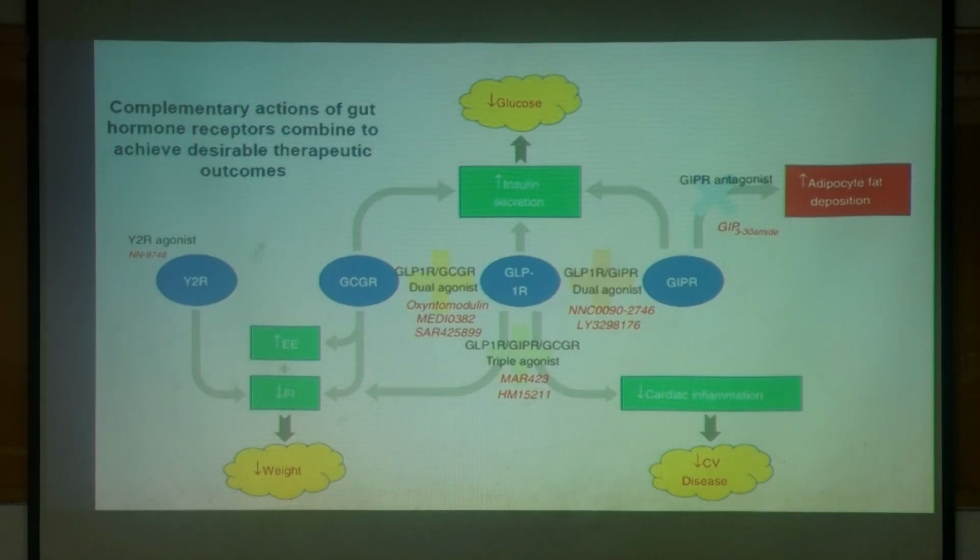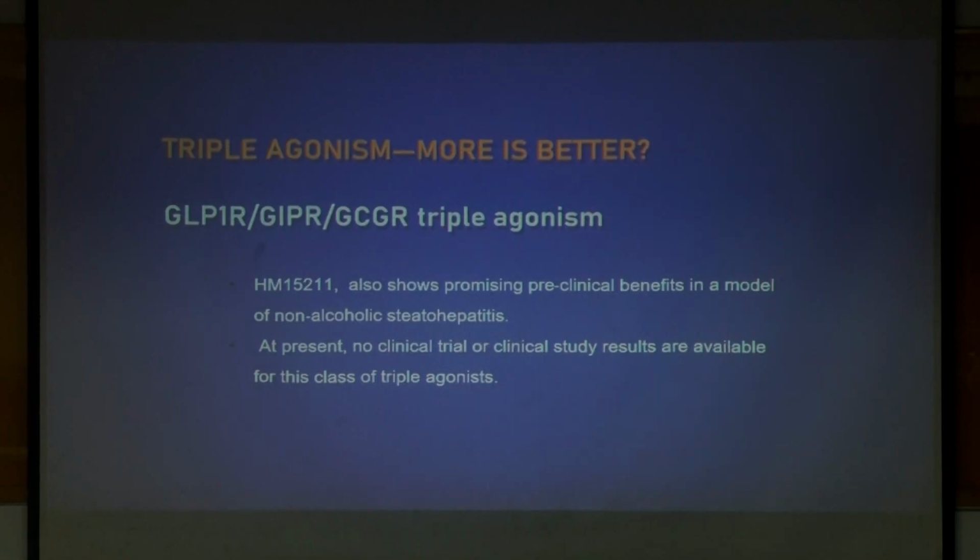So the complementary actions of gut hormone receptors combine to achieve desirable therapeutic outcomes. When you combine them, it has a huge impact. So triple agonism, more is better. When you combine them, they also show promising preclinical benefits in a model of non-alcoholic steatohepatitis. At present, no clinical trial or study results are available for this class of triple agonists.